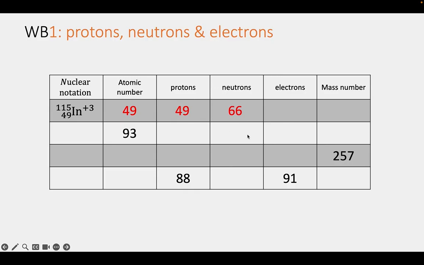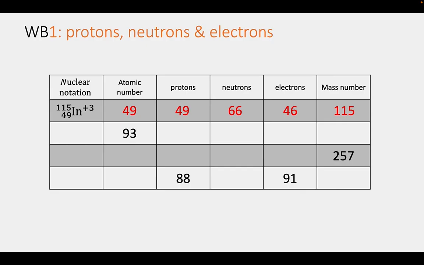The number of electrons is figured out because there's a plus 3 charge. You have 49 positive protons. You must have 3 more protons than electrons, so 46 negative electrons. The mass number, it's given to you in this case, it's 115.